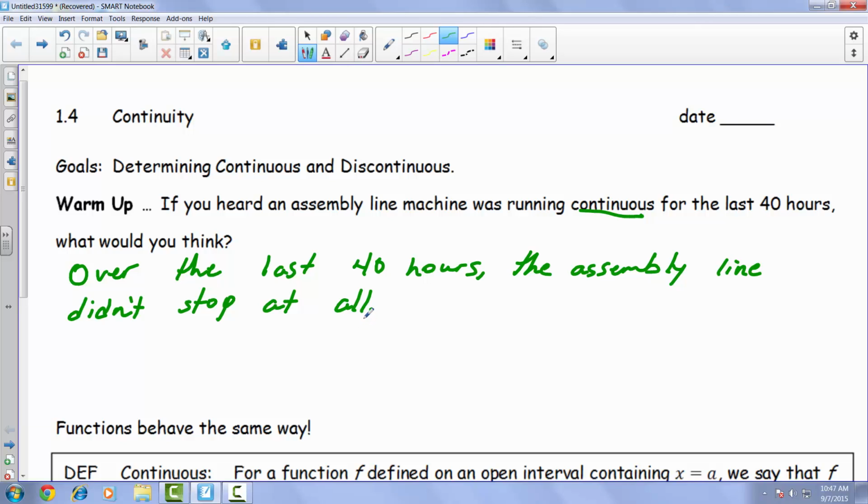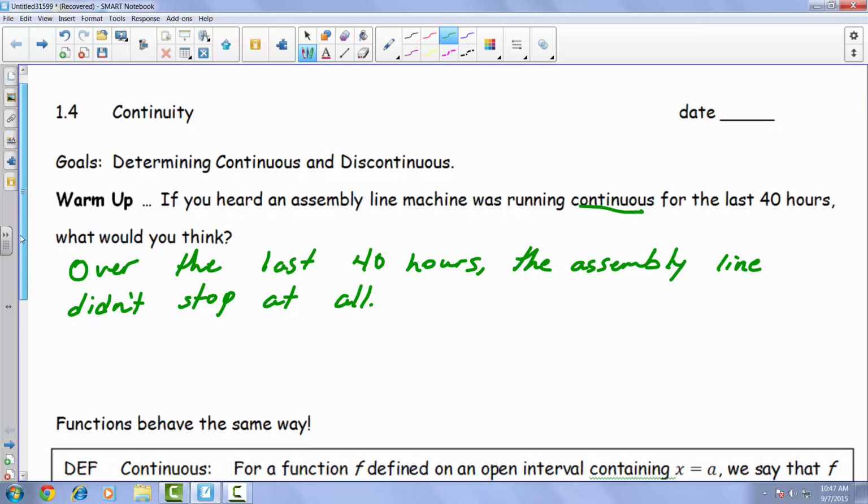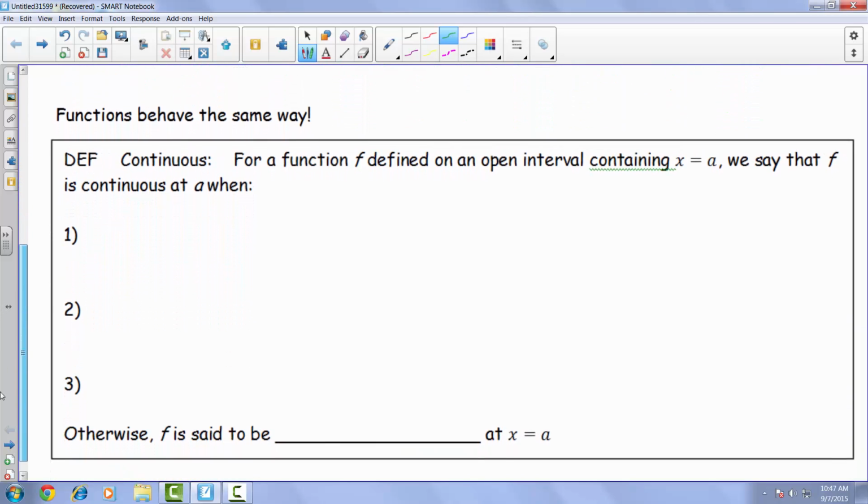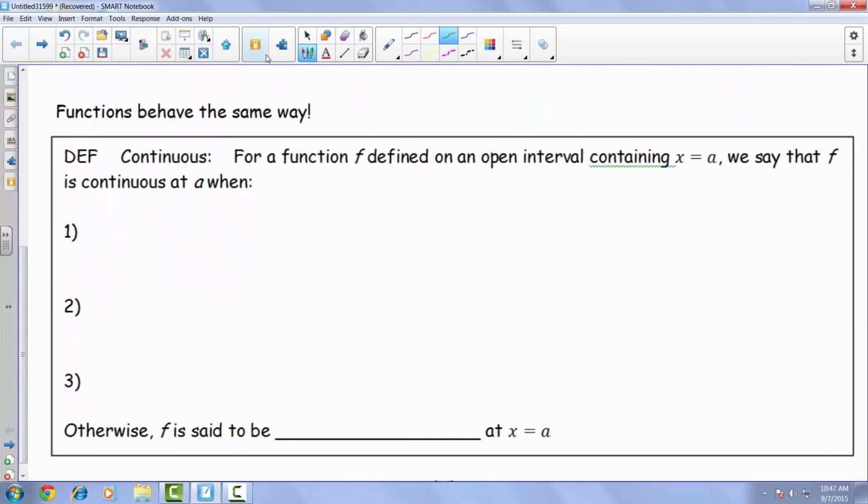And the whole purpose of this warm-up is to lead us into this analogy because functions actually behave very, very similarly. When we're looking at the definition for what a continuous function is, it really has to fit three different criteria. We're going to talk about what those are in just a second, but I'm going to very quickly draw a rough sketch to help us illustrate what's going on with these three different criteria. So here is our x-axis and y-axis.